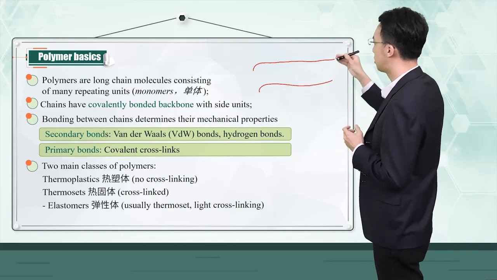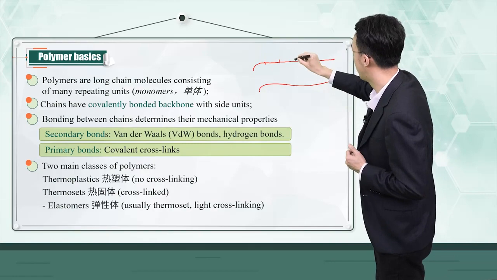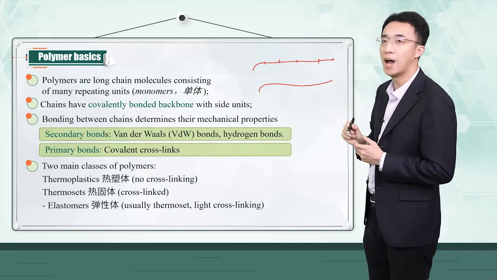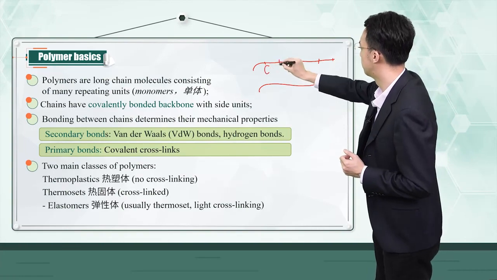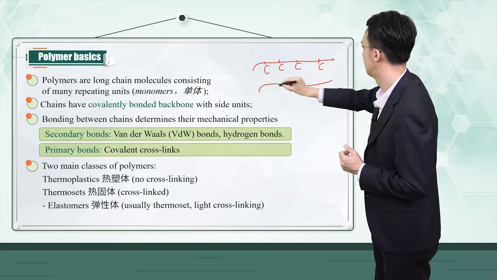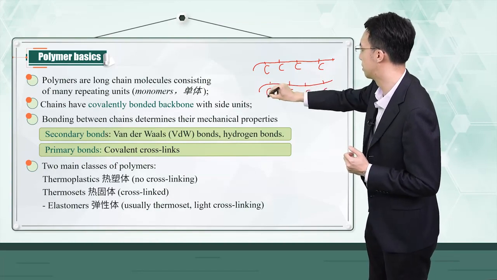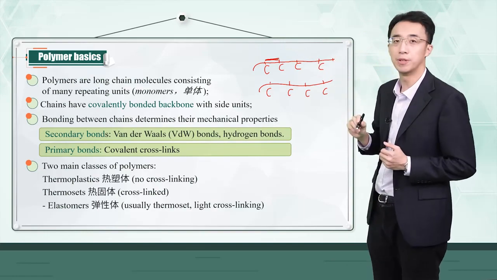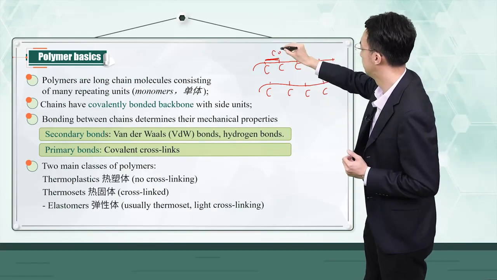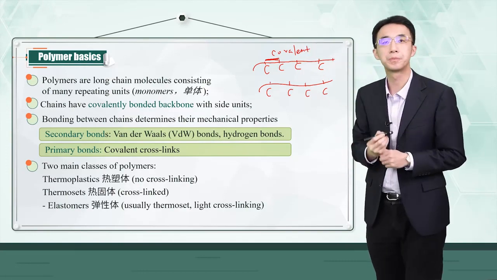In these polymer molecules, you have carbon atoms serving as the so-called backbone of the chain. So you have carbon atoms here on the chain, and they are called the backbone of the chains. The chemical bonding between the carbon atoms is covalent bonding, so very strong primary bonds.